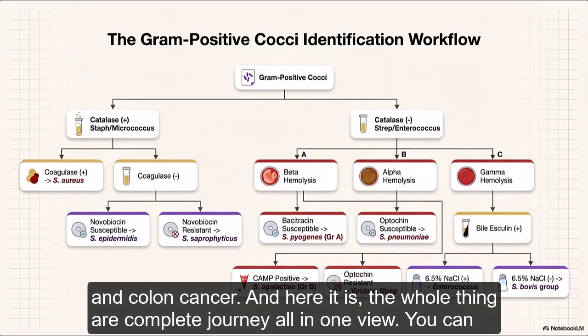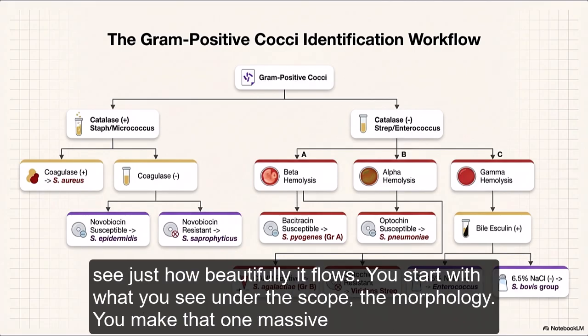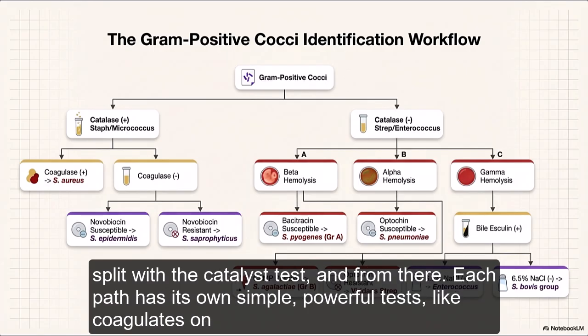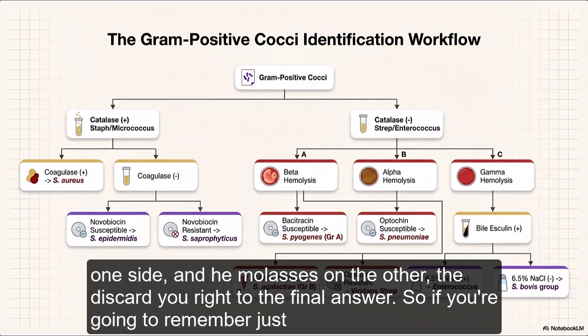And here it is, the whole thing, our complete journey, all in one view. You can see just how beautifully it flows. You start with what you see under the scope, the morphology. You make that one massive split with the Catalase test. And from there, each path has its own simple, powerful tests, like coagulase on one side and hemolysis on the other, that just guide you right to the final answer.